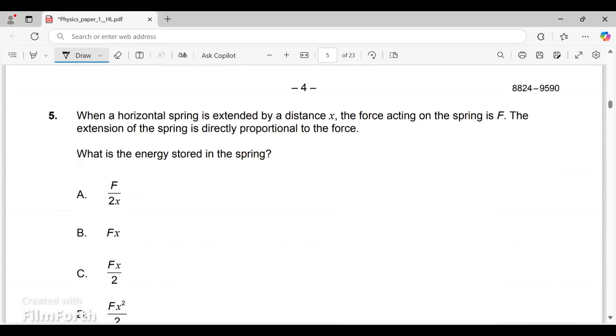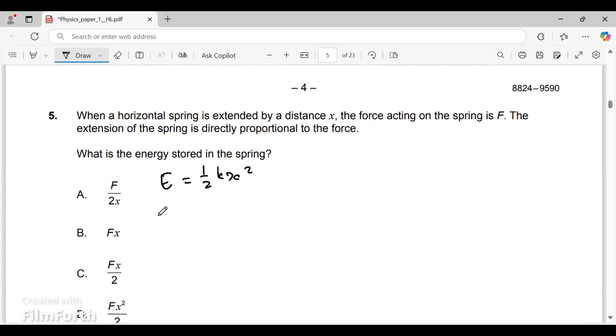When a horizontal spring is extended by a distance x, the force acting on the spring is F. The extension of the spring is directly proportional to the force. What is the energy stored in the spring? The energy stored in the spring is given by the elastic potential energy formula. The formula is E equals 1/2 k x squared.